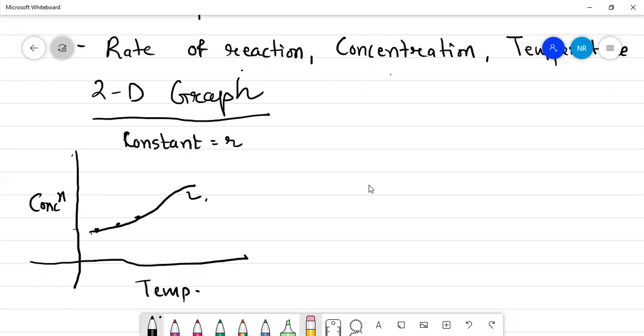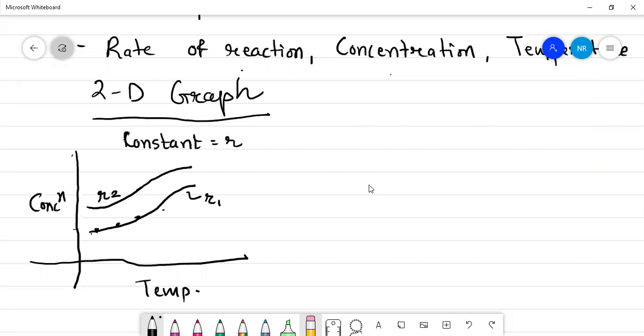That will be for R1, one rate of reaction. Then we take a different rate of reaction, and once we increase the rate of reaction, we get an R2 curve. So for one constant rate of reaction, if we change the temperature, we get different values of concentration. But here the rate is fixed.